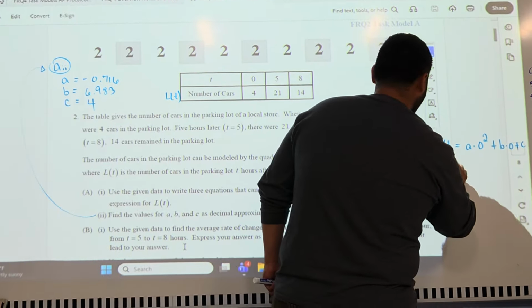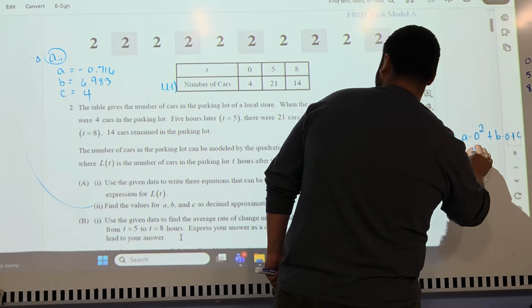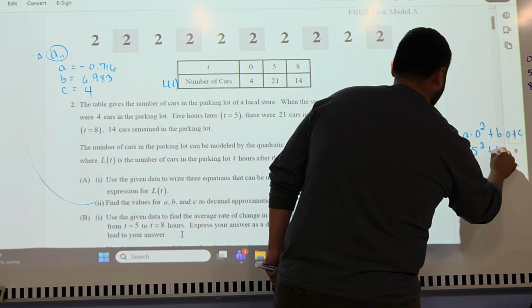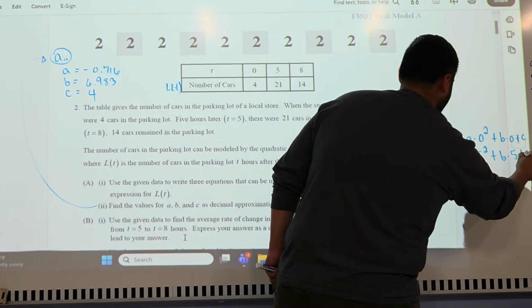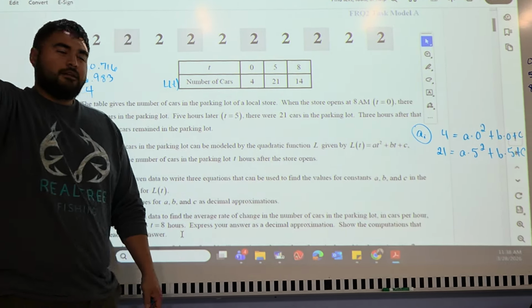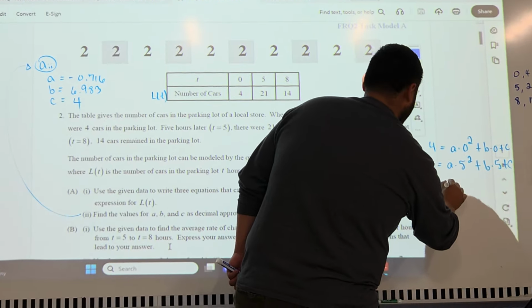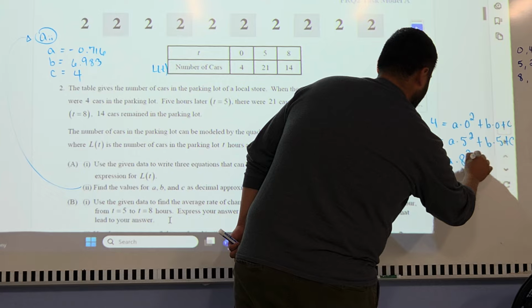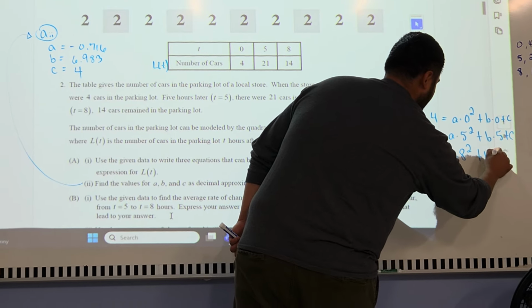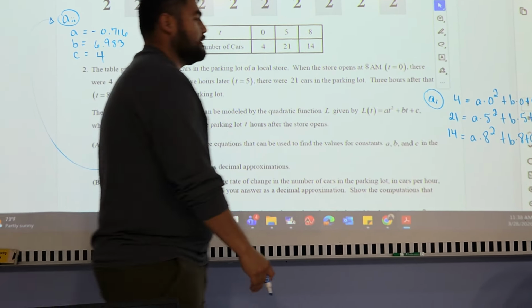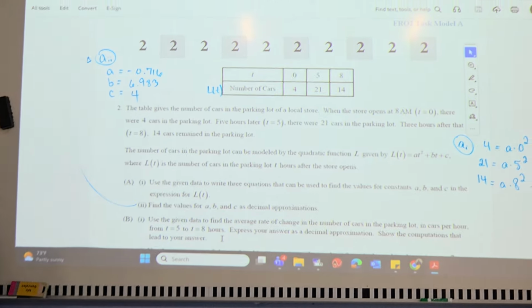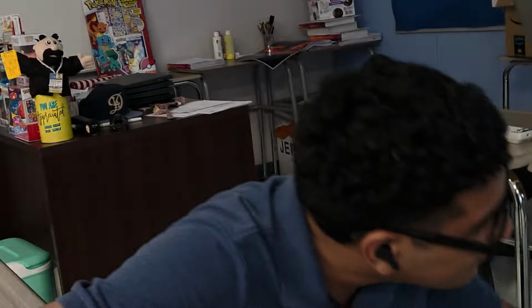So 21 equals A times 5 to the power 2 plus B times 5 plus C. So the other one is 14 equals A times 8 squared plus B times 8 plus C. There it is. Two easy points from the 3. So that's part A, right?